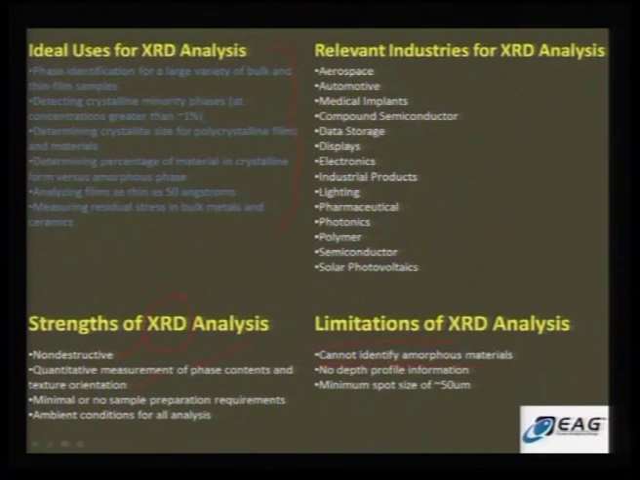A limitation is that it cannot identify amorphous materials. So, it goes really blank. Therefore, we do not have a potential way to characterize amorphous material, and your spot size has to be of the order of 50 micron, and you do not get any information on the depth profile. So, you just get whatever is on the surface.